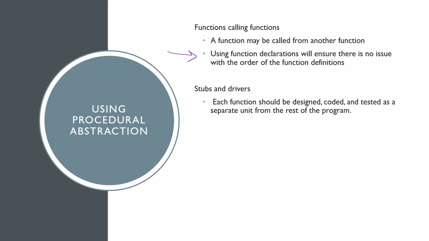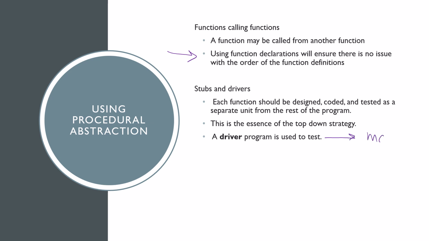Stub and driver functions. So usually when you are starting out, you use your main function as your driver. So when you want to write a function, you write the function, and then to test it to see if it works, you call it from the main function. Sometimes you need helper functions in order to test your functions, and those are called stub functions. Usually the driver function is going to be the main. You write a function, you call it from main.